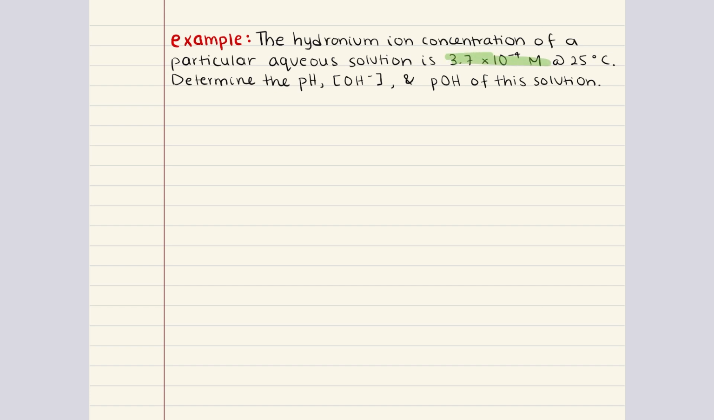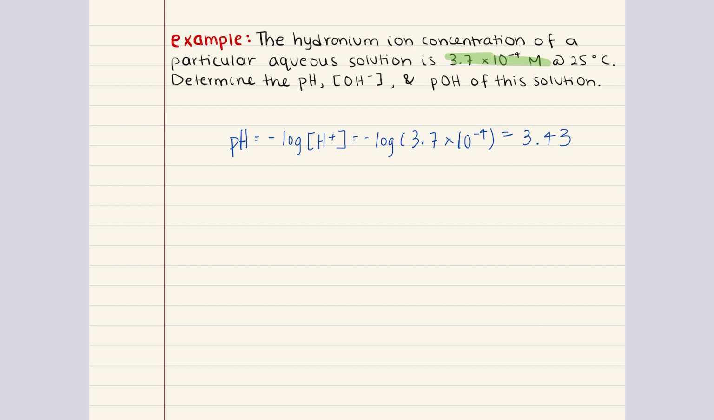So calculating the pH is going to be really easy because pH is just equal to the negative log of the hydrogen ion concentration. So this is going to be the negative log of 3.7 times 10 to the minus 4. And if we plug this into a calculator, we're going to get 3.43. So this is our pH.